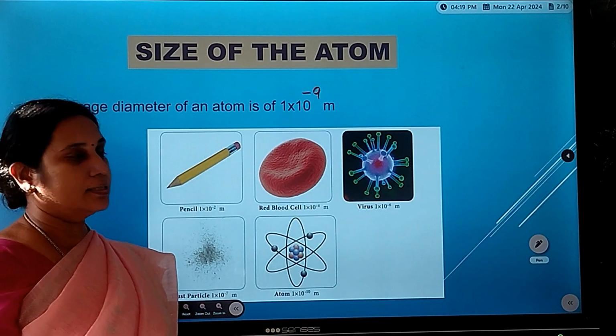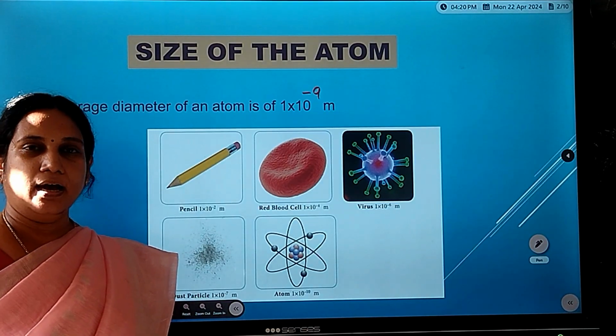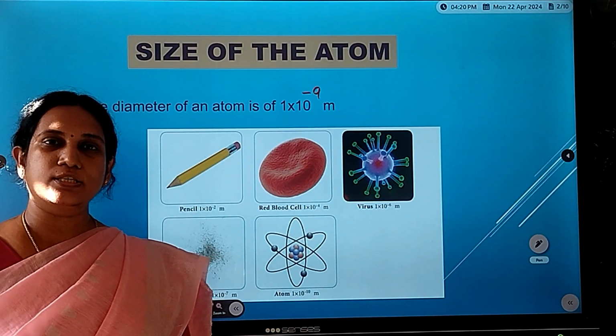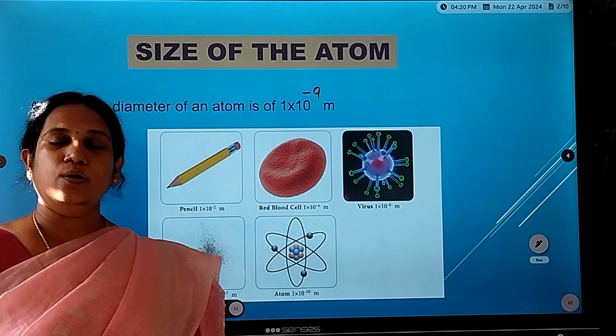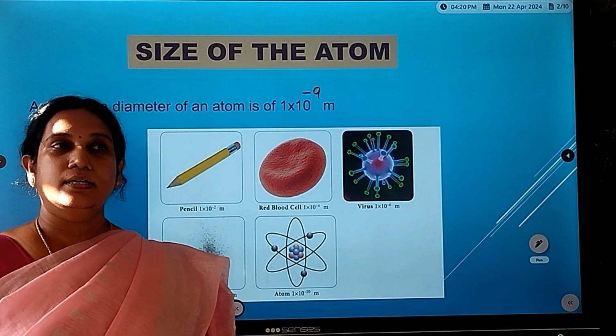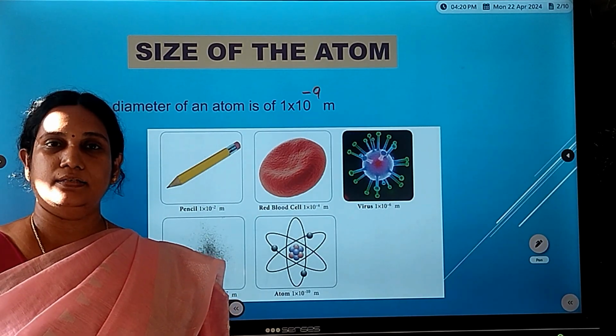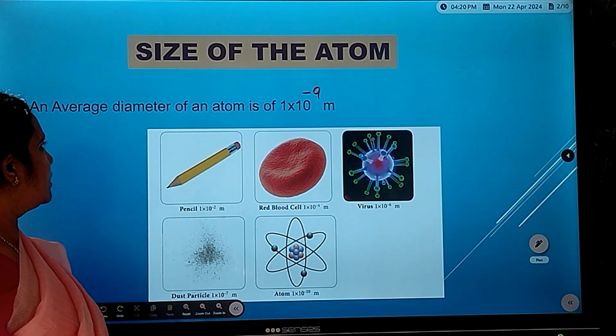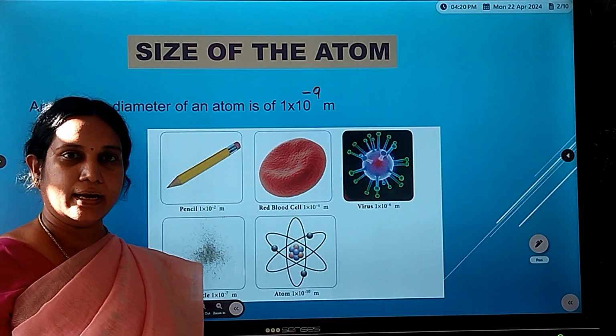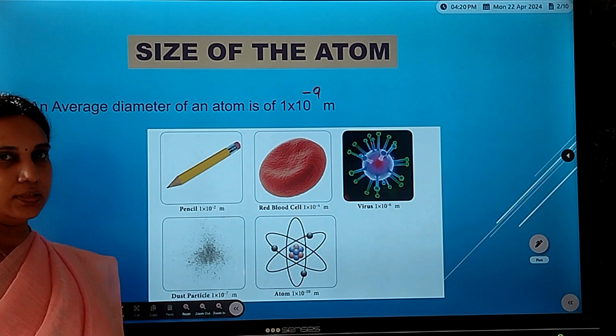Now we can come to see the size of the atom. And do you know children, what is the size of the atom? It is a much smaller particle. One atom is about 1,000 times smaller than a human hair. Then we can see some of the sizes of things known to you.